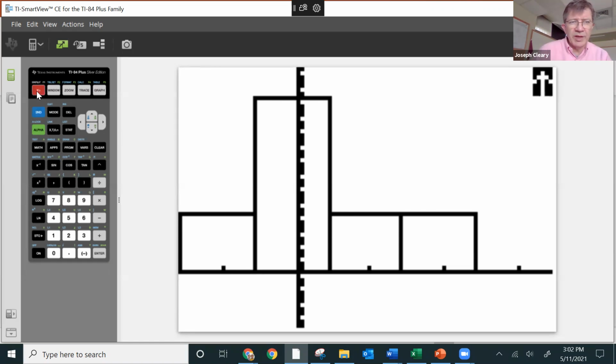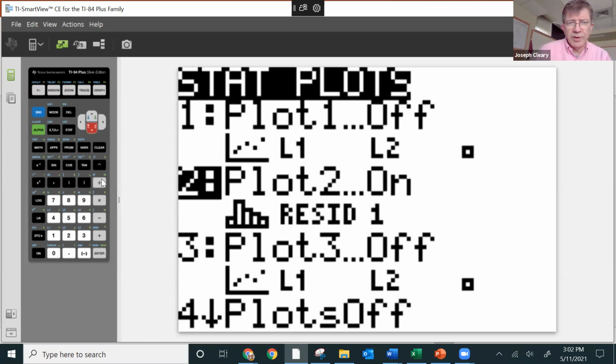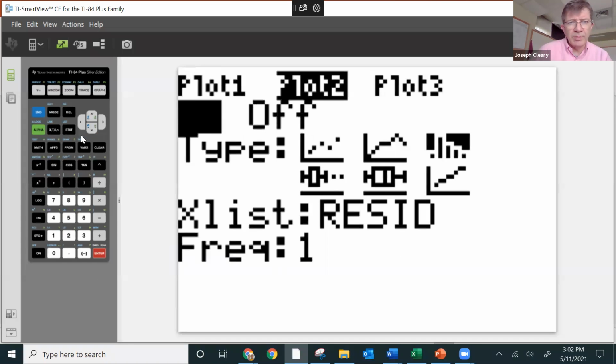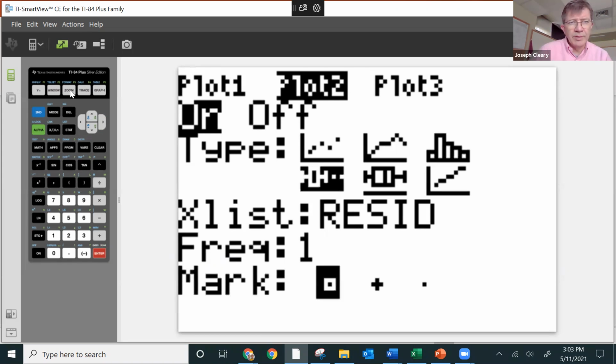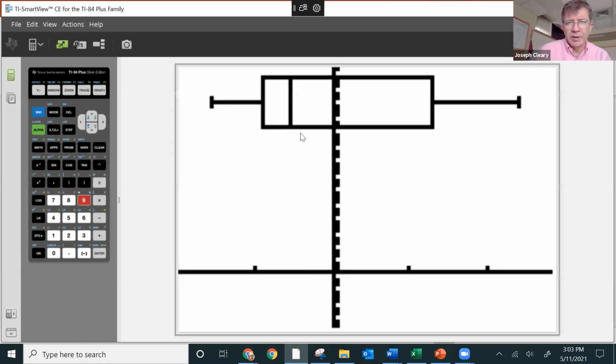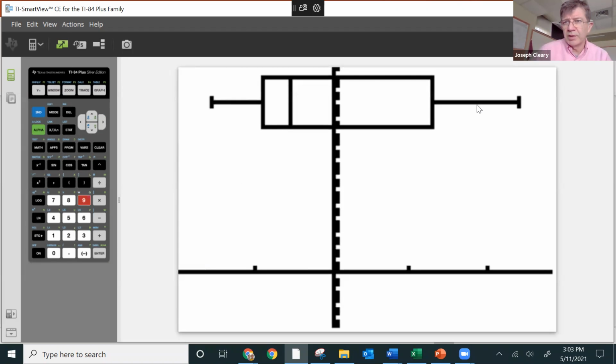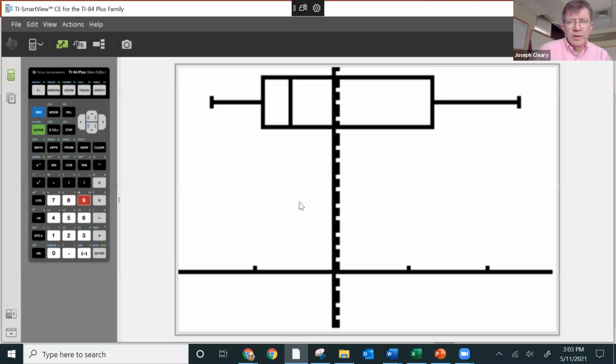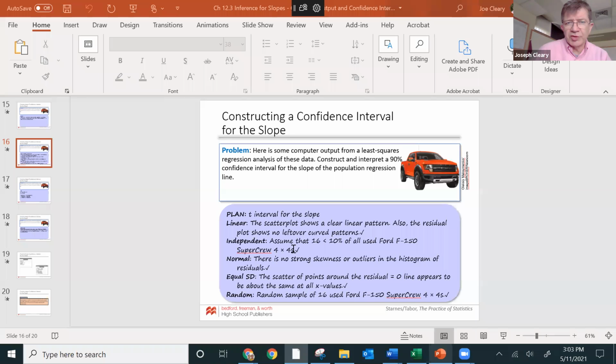We can confirm that, if we're not quite sure, by changing the graph to the box plot with outliers indicated. When I do that, Zoom 9 again, I don't see any outliers there. Okay, so again, I meet this condition of normal: there is no strong skewness or outliers in the histogram of the residuals.